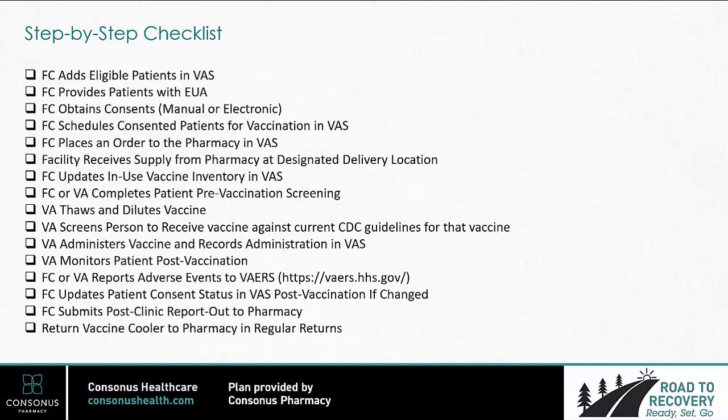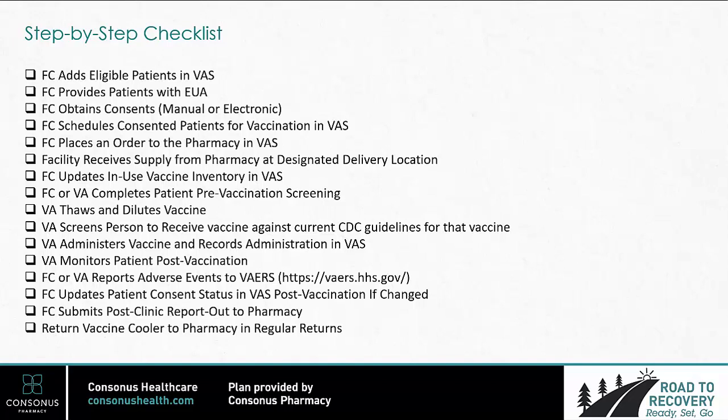Displayed is a step-by-step checklist of the process from start to finish. To begin, the facility coordinator will add eligible patients in VAS. They will then provide patients with the vaccine EUA, obtain consents either manually or electronically through VAS. They will schedule consented patients for vaccination using VAS, and then they will place an order to the pharmacy for the vaccine using VAS. Once the vaccine is received at a designated delivery location at the facility, the coordinator will update the in-use vaccine in the inventory section in VAS.